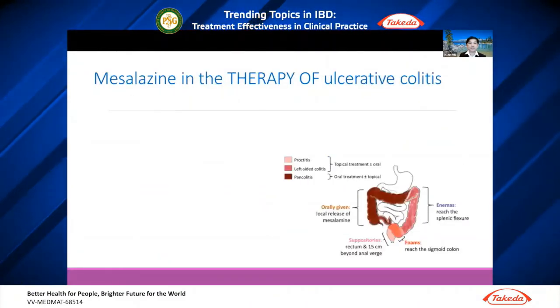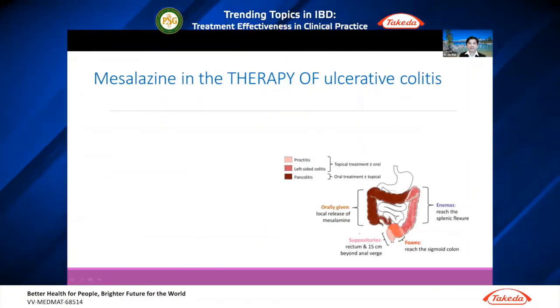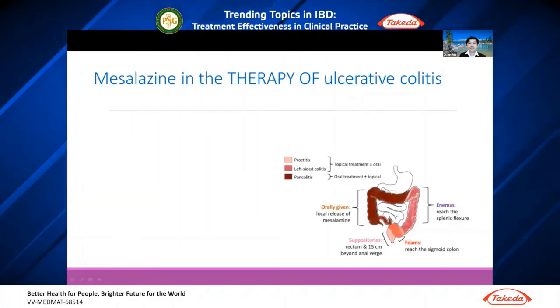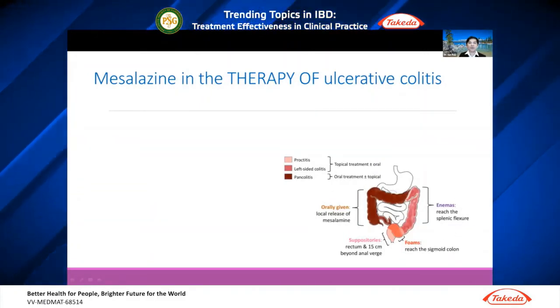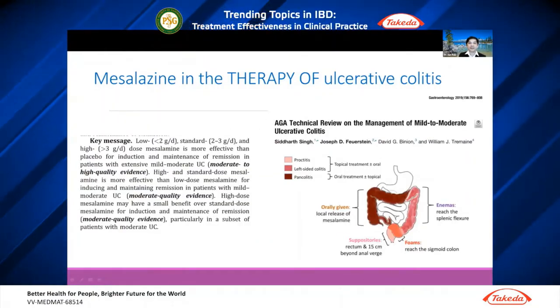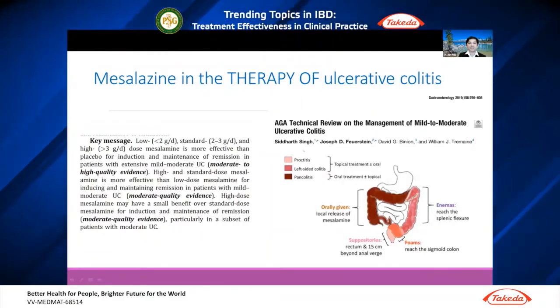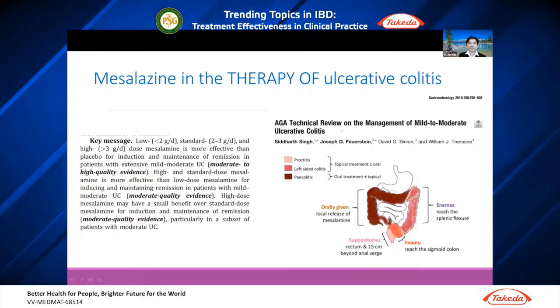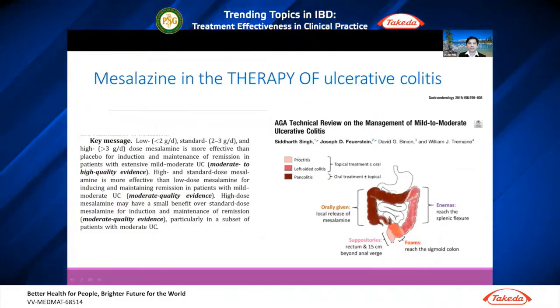So how do we use mesalazine in the treatment of ulcerative colitis? It is available in suppositories. It could be given as foams. It could be given as enemas or oral. Okay, this I got from the AGA technical review on the management of mild to moderate ulcerative colitis. Remember, mesalazine is only used for mild to moderate and not for moderate to severe.